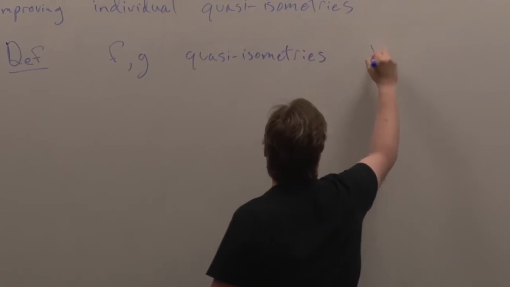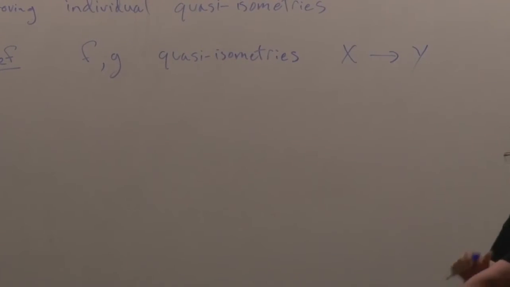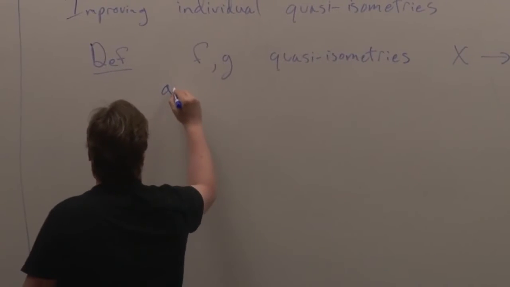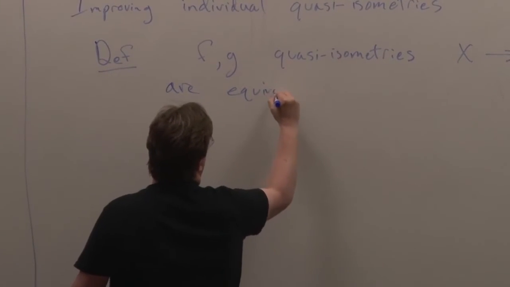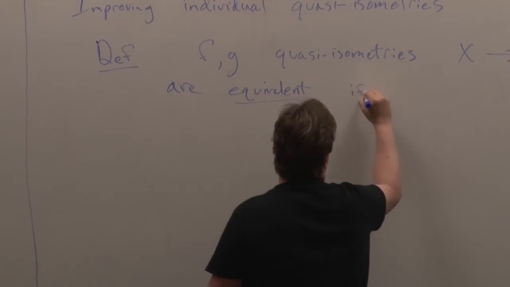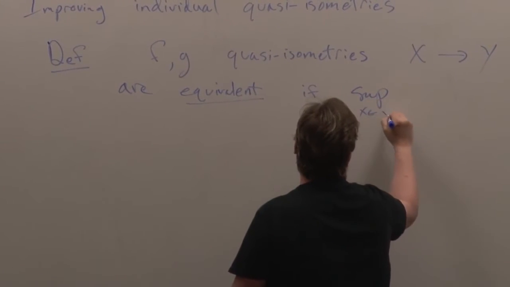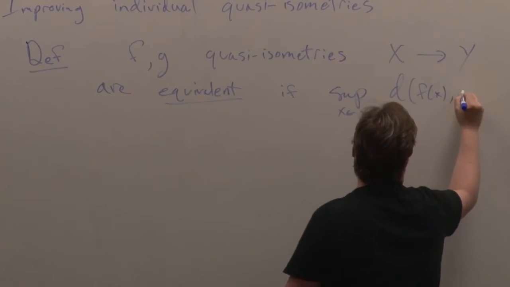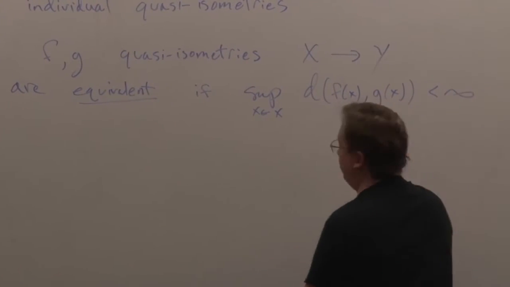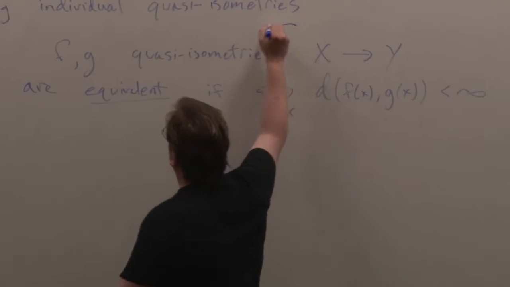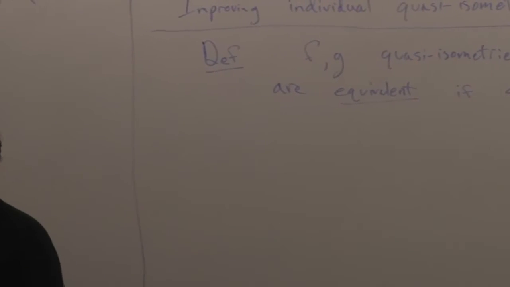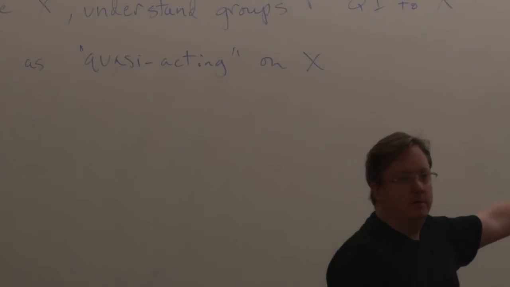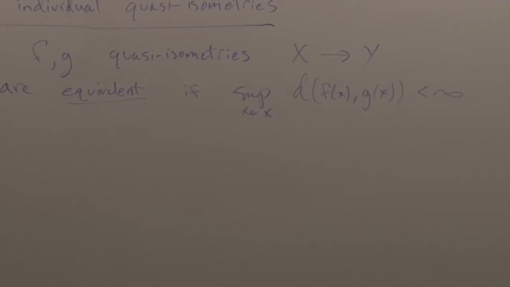And this doesn't have to be from a space to itself, just from any space to any other space. All right, so this is our equivalence relation. When I talk about improving individual quasi-isometries, what I really mean is I just want to pick a nice representative of the equivalence class that respects whatever sort of structure we know about on X that we're trying to use.